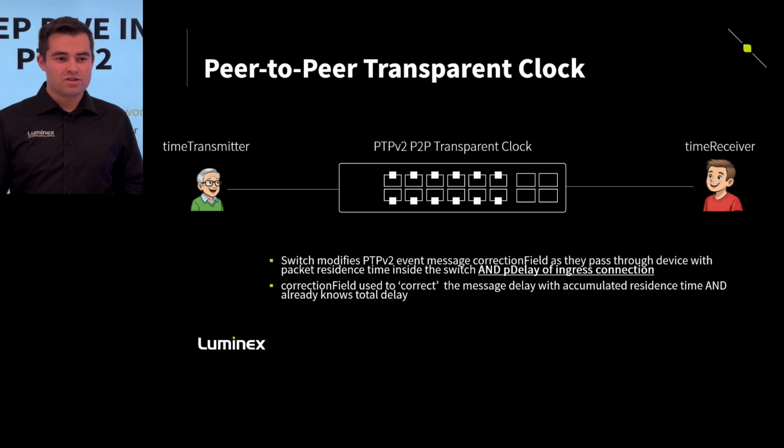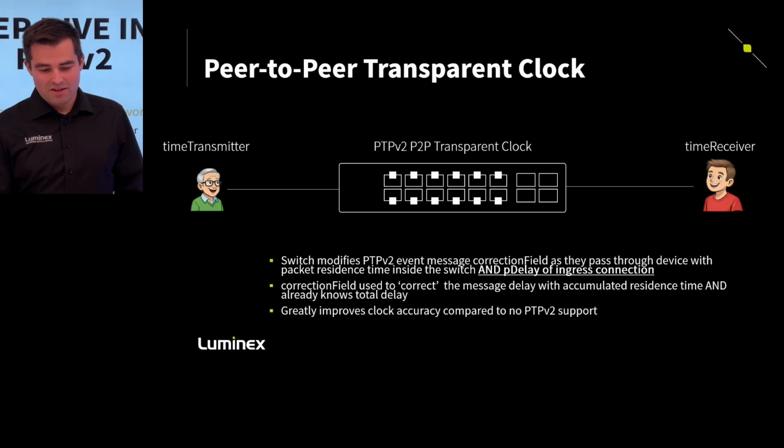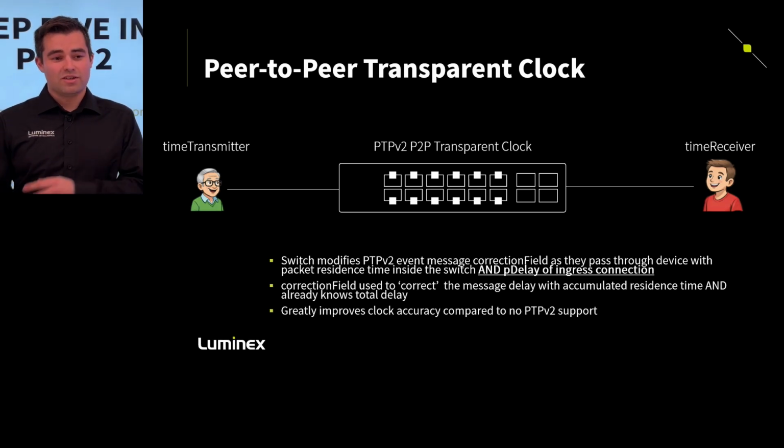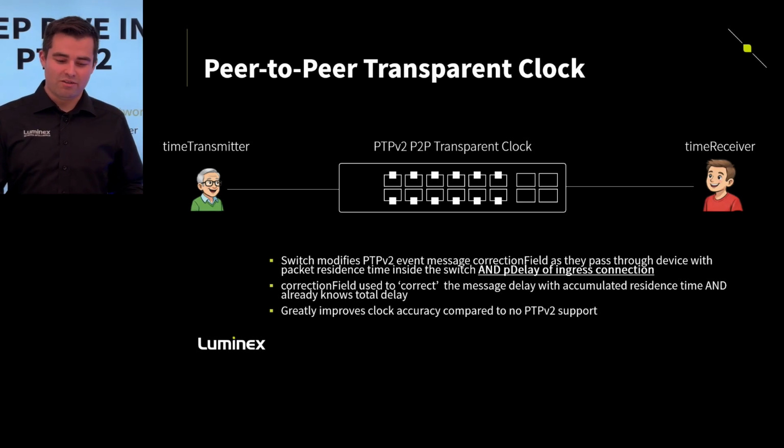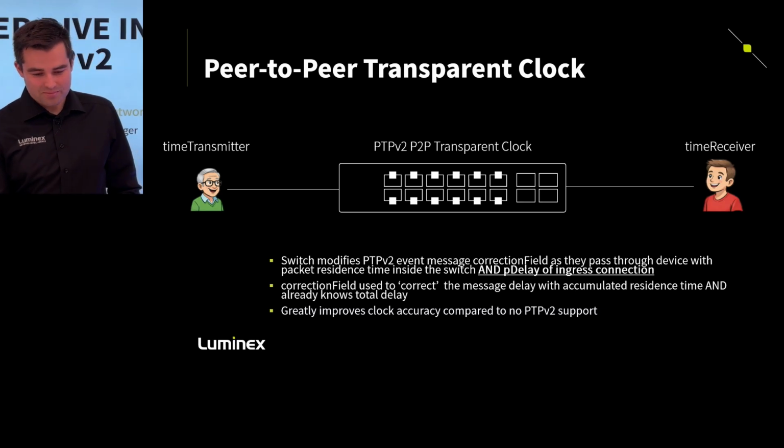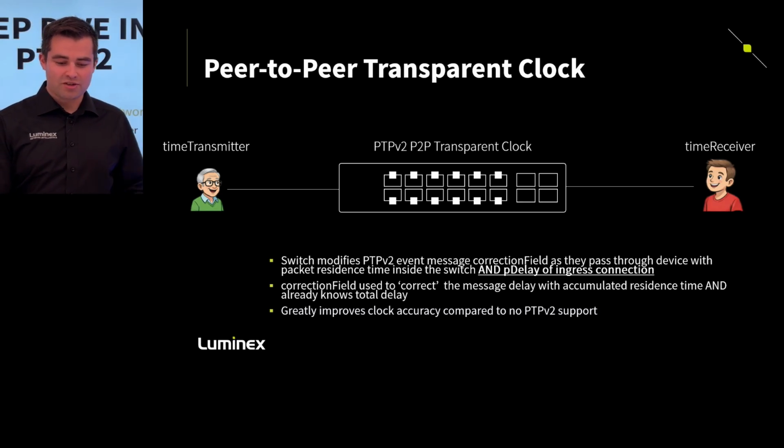So in the end, the switch will modify the packets exactly like we have seen with end-to-end mode, but not only with the residence time, but also with the P delay of the ingress side. This correction is used in the exact same method, and this time receiver will immediately know the total delay because it doesn't have to do any delay request and delay response messages anymore. This again improves accuracy compared to having no PTPv2 support.